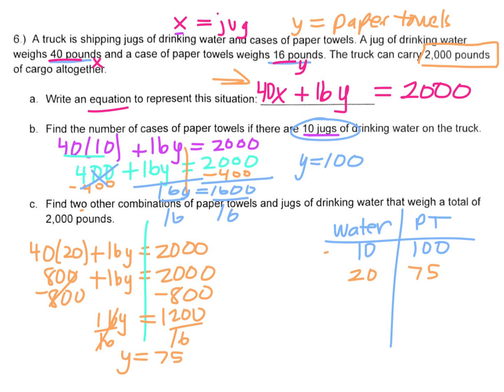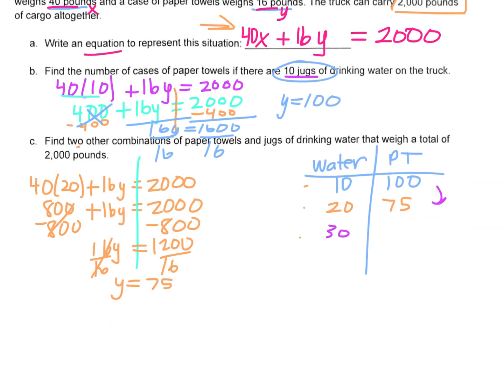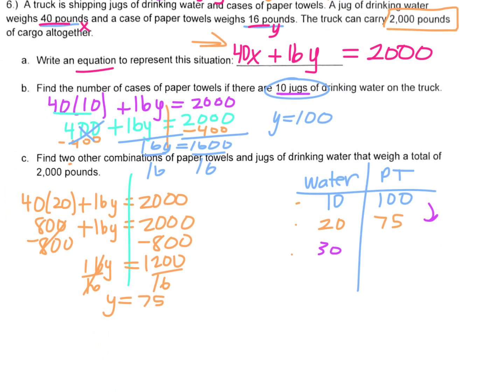So since we did 10 and 20, let's go ahead and do 30 and see if there's a little pattern there, because I'm noticing something here. Okay, so I'm going to go ahead and do 30. So back to my original equation: 40 times 30 plus 16y equals 2,000. It's probably going to be 50, so I'm looking at the pattern here. That's going to be 1,200 plus 16y equals 2,000.